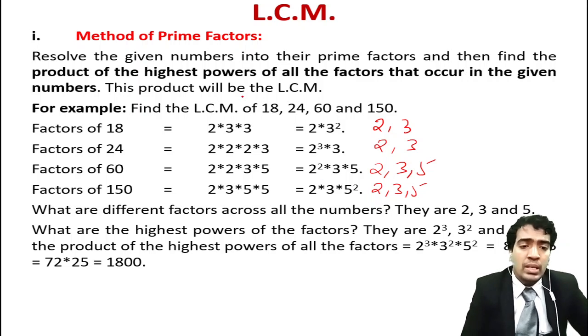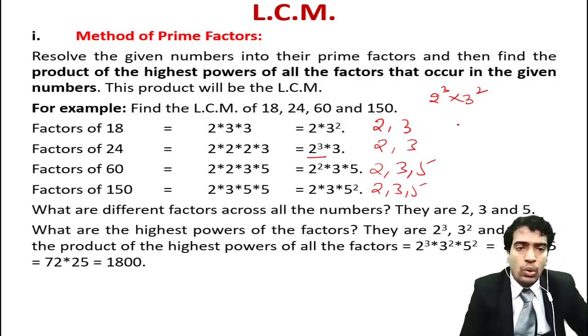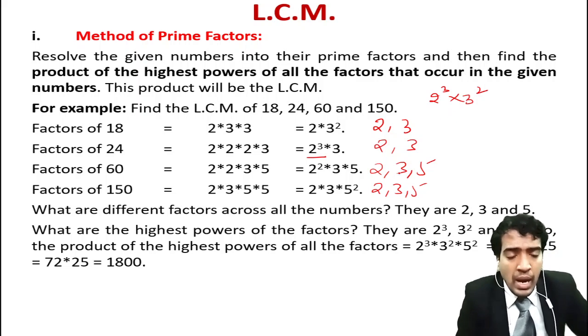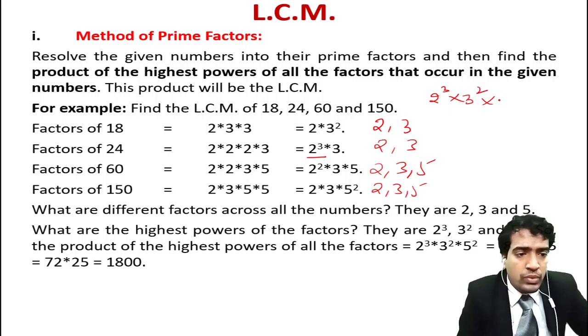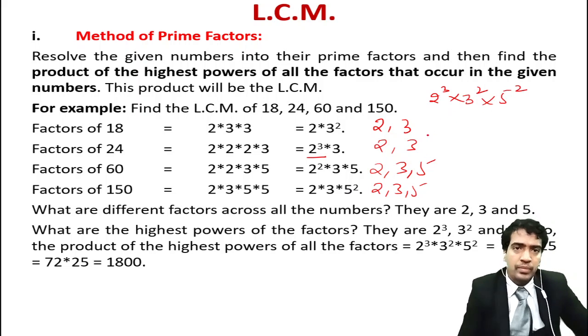Now let us consider the highest powers of 2 in all of them. What is the highest power of 2 here? 2 cube is the highest power of 2. Next will be the highest power of 3. 3 square is the highest power of 3 here. Now the highest power of 5. 5 square is the highest power of 5.